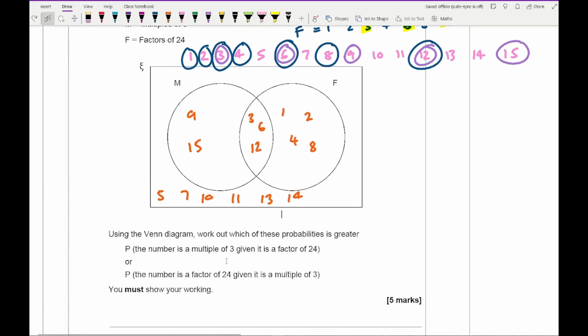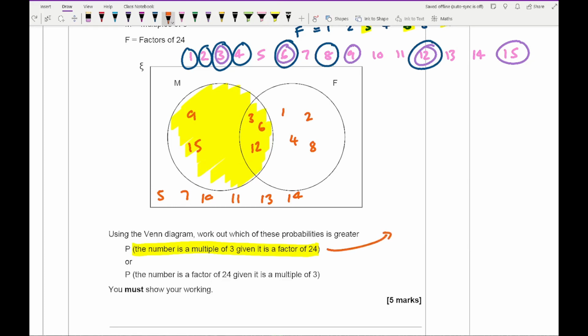So once I've completed my Venn diagram, I can now focus on these 2 things here. So here we're looking for a number of multiple 3, given that it's also a factor of 24. So here I'm just looking at the multiples of 3, so I'm just looking at these ones here.